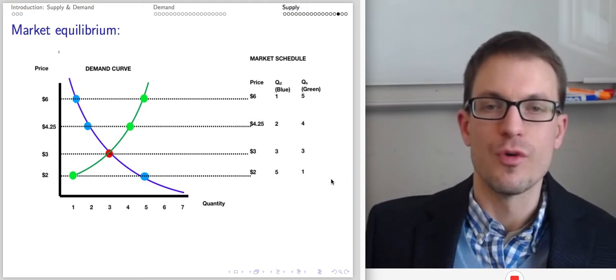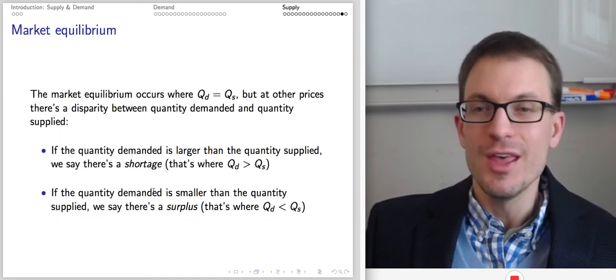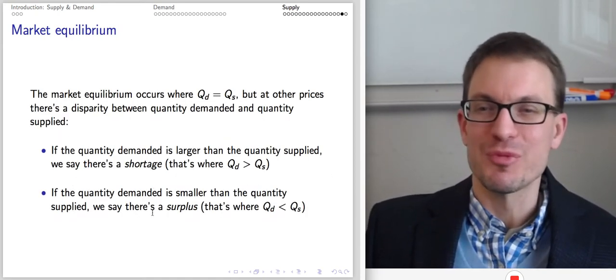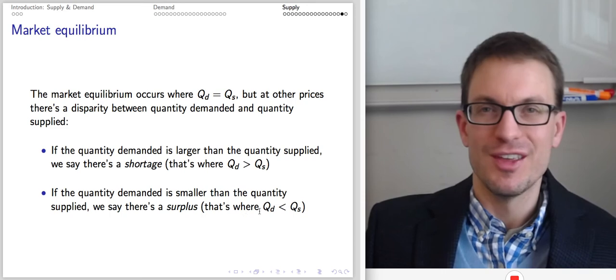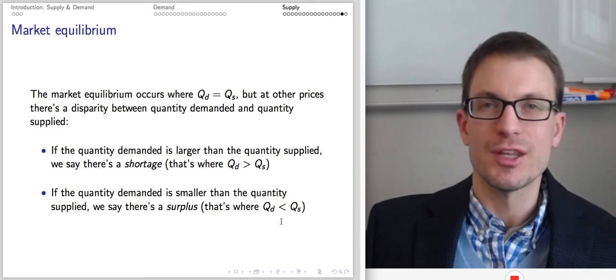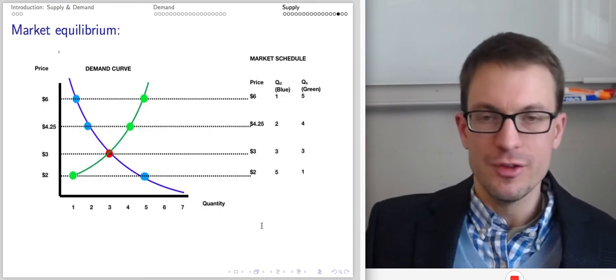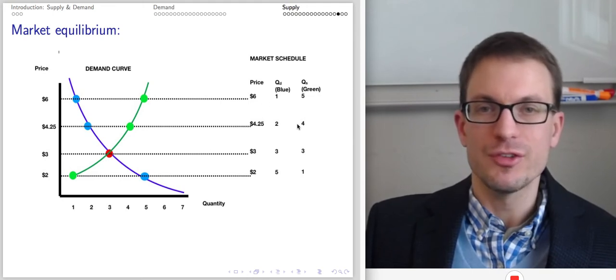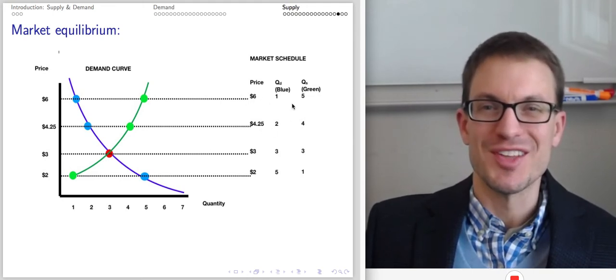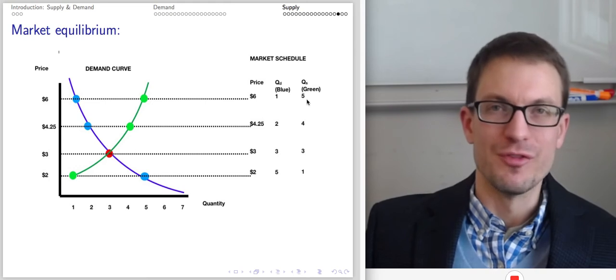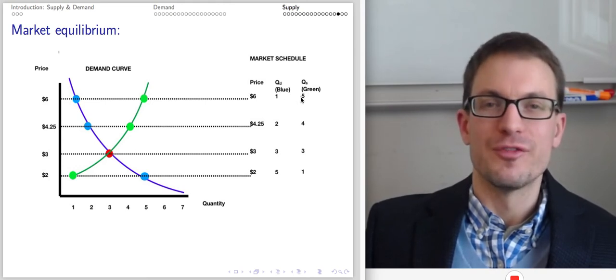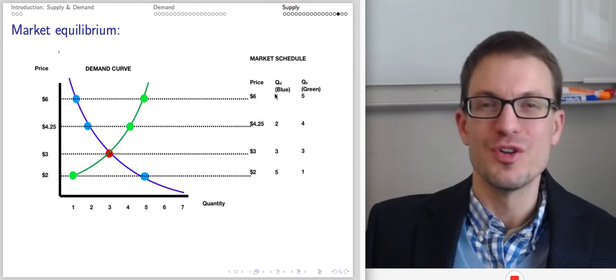The shortage is 4. Okay, so if quantity demanded is smaller than the quantity supplied, we say there's a surplus. So this is where QD is smaller than QS. Okay, so we can quantify that surplus. So here, at a price of $6, we actually have a surplus of 4, right? So quantity supplied is 5, quantity demanded is 1. There's 4 extra units, right? There's 4 units beyond what consumers are willing to buy at the price of 6. So we'd say the surplus is 4 here.